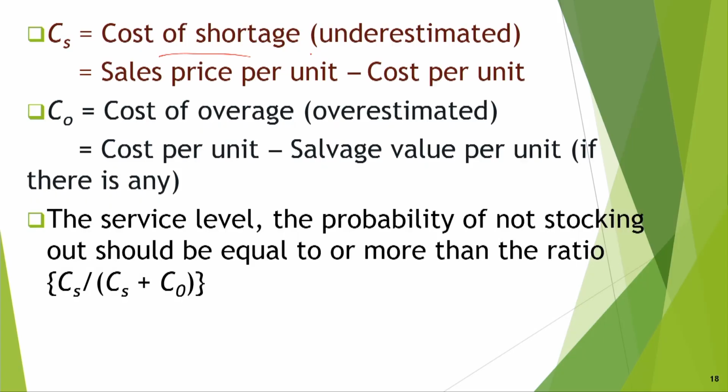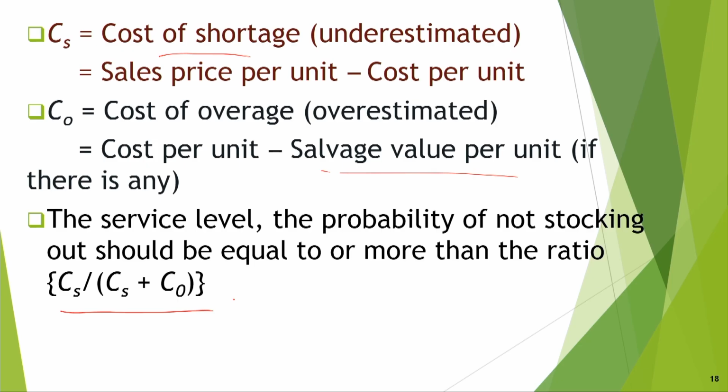Cost of overage means you overestimated something. You thought that there will be demand of say 5 items, but actually only 3 were sold. So, you got a loss on 2. Per unit it is cost per unit minus salvage value per unit. As I told, if you purchase something at 50 rupees, next day it could be sold only at 10 rupees, then cost of overage is 40. Sometimes salvage value can be 0 also.